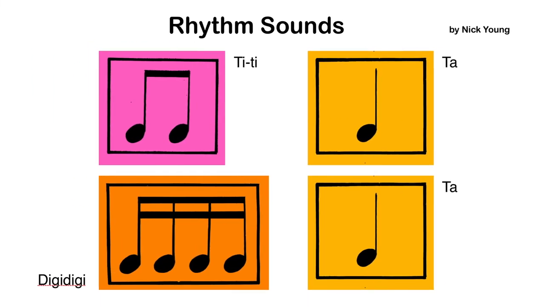Each module in the PlayMotion Music series contains a set of rhythm sound cards. The teacher uses these cards to help the children learn to begin to read and play music notes on hand percussion instruments like shakers, scrapers, triangles, bells, and drums.